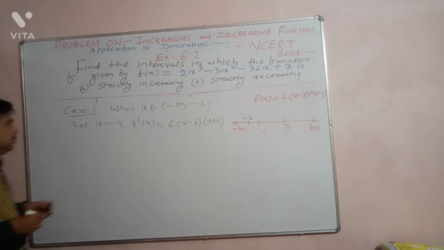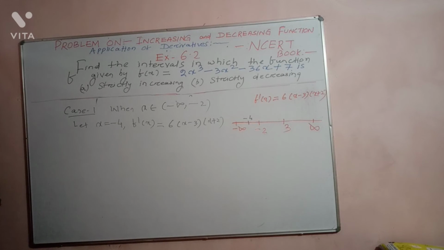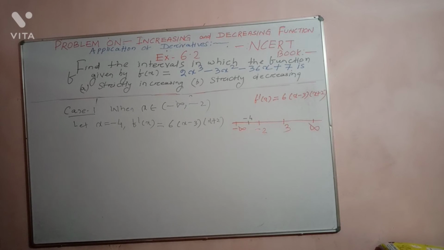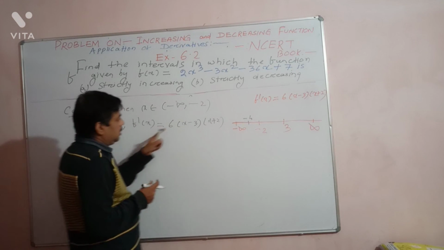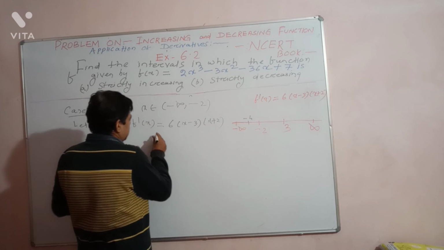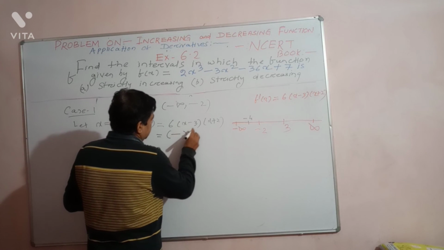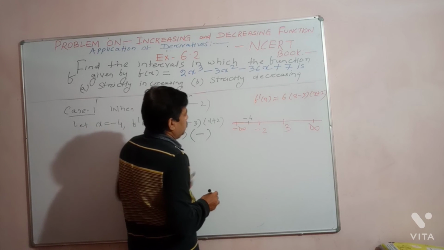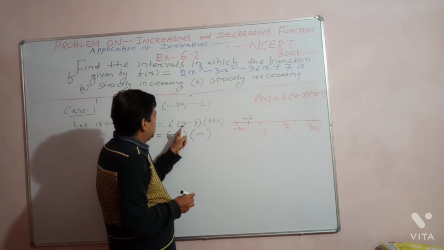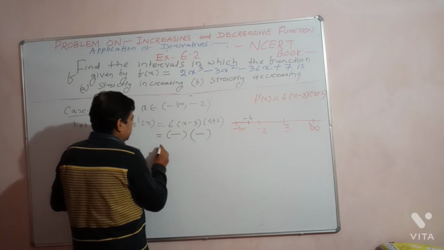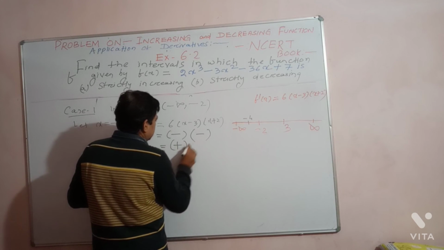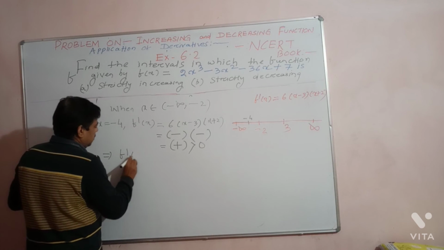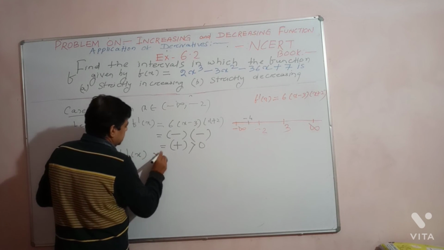You will take x is equal to minus 4 and put these values here. Minus 4 plus 2 is minus 2, which is negative. Minus 4 minus 3 is minus 7, which is also negative. And the value will be positive, meaning greater than 0. That implies f dash x is greater than 0.